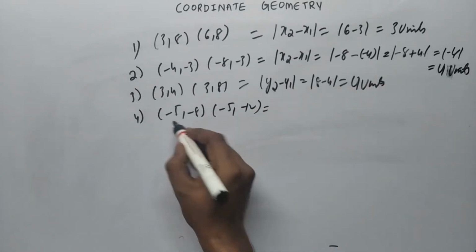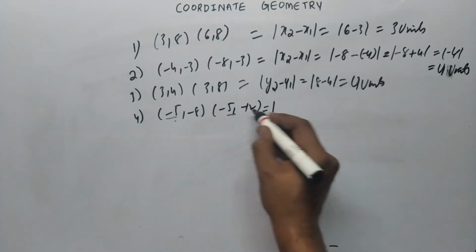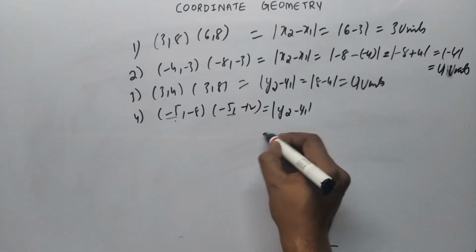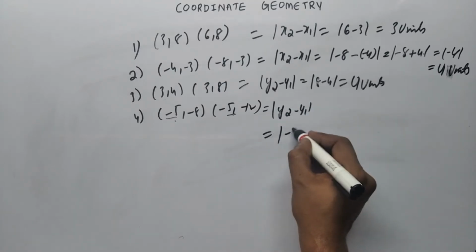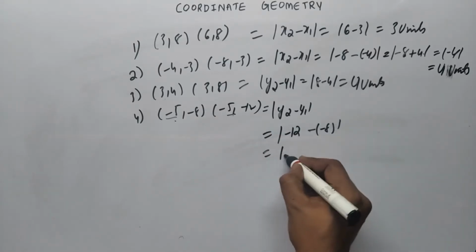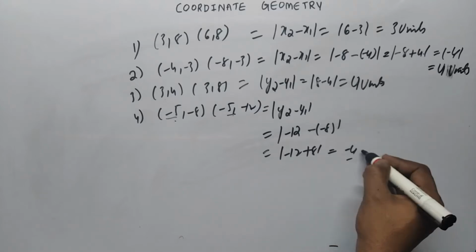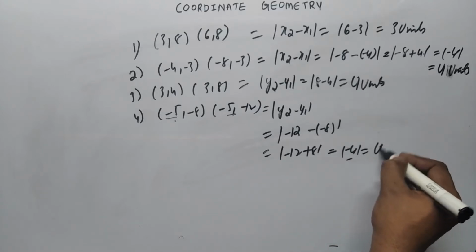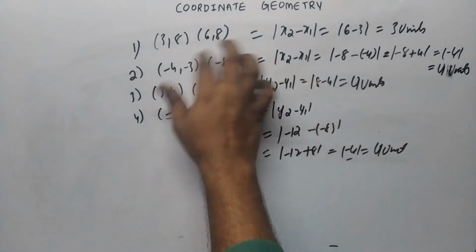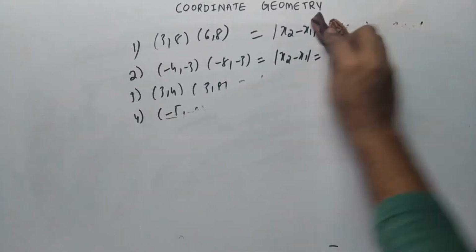What about this one? Here you can see the x coordinates are the same, so you need to find the distance between the y coordinates. So y2 minus y1, so minus 12 minus of minus 8, so minus 12 plus 8, which is minus 4. This is in mod, so the answer is 4 units. Okay, this is how you can solve when two coordinates are the same. So I am taking some other types of questions.